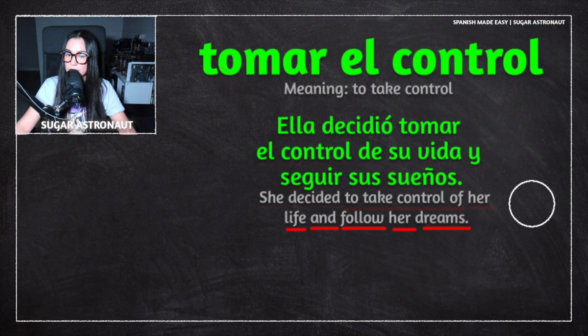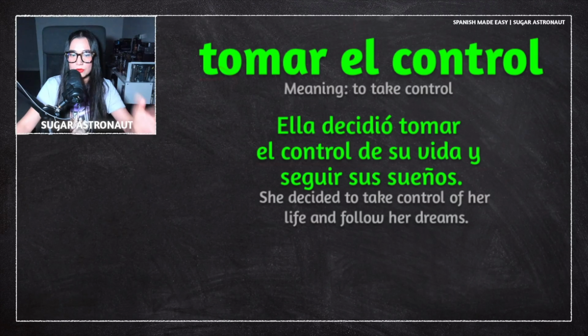And very interesting. Ella decidió tomar el control de su vida y seguir sus sueños. She decided to take control of her life and follow her dreams. Now we're talking about this person taking control of her life. So this is a common thing to say in Spanish. You can say tomar el control de mi vida, to take control of my life. Obviously that can change to su vida, sus vidas, if you're talking to a group of people, and tu vida, okay? Toma control de tu vida. Take control of your life, okay? So, very interesting. It's a good phrase for sure.